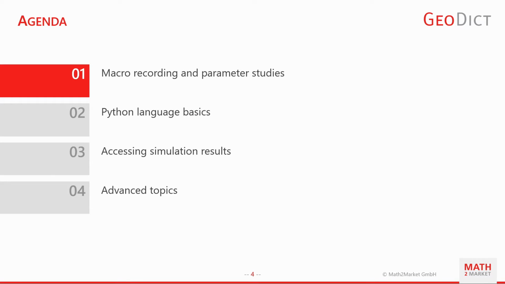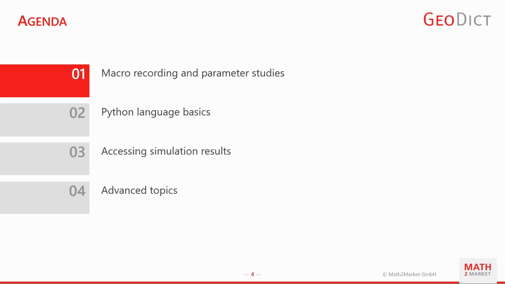In detail, we will start in part 1 with macro recording and parameter studies. There, I will introduce you to GeoDict commands. I will explain what commands are and how they work. Afterwards, we together will record and playback GeoDict commands in form of macros and have a look at the structure of a GeoPy macro. We will introduce variables in the macro and use VaryMacro for a parameter study. Afterwards, we will have the first break for questions and refreshing.